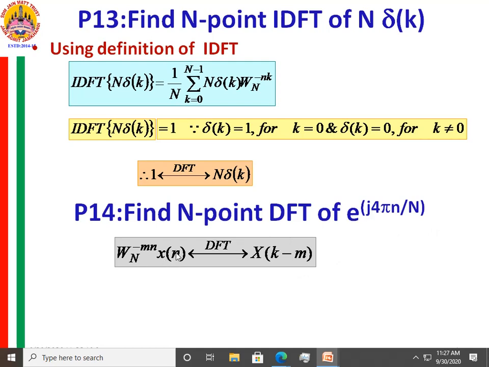So if x of n is equal to 1, then X of k is equal to capital N into delta of k. That is your X of k. Now, when you use the frequency shift property, it should be X of k minus m, and in this case m is equal to 2. Therefore, the DFT of e raised to j4 pi n by capital N is N into delta of k minus 2.